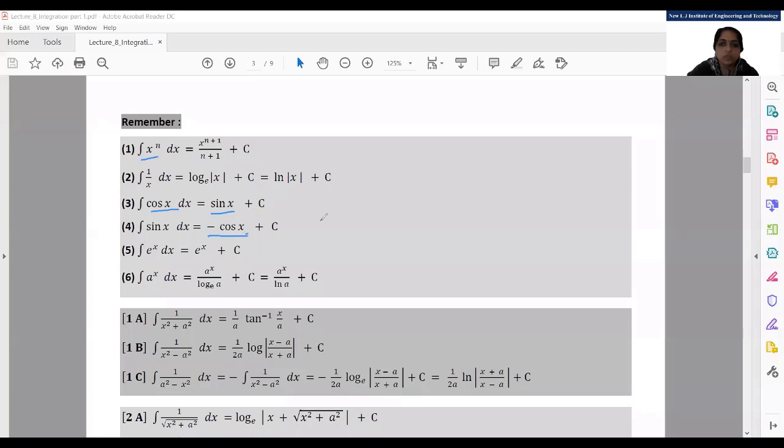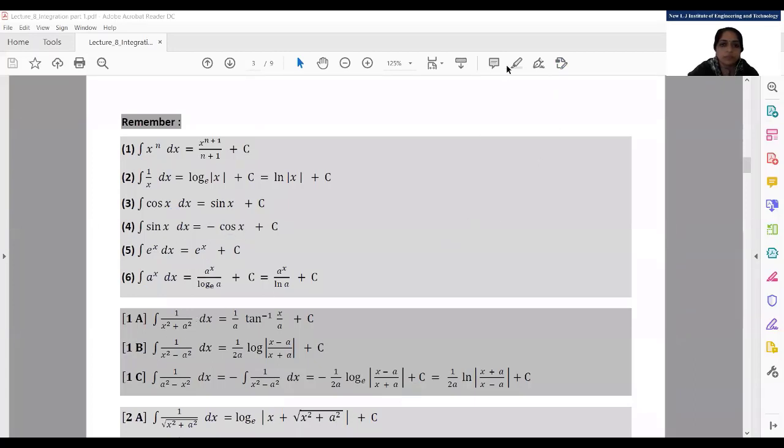As you know, differentiation and integration are exactly opposite processes. Integration of e raised to x is just e raised to x. There is no change in this function after differentiation or integration. Integration of a raised to x is a raised to x upon log a, where your base is e. In all formulas, c is any constant term.